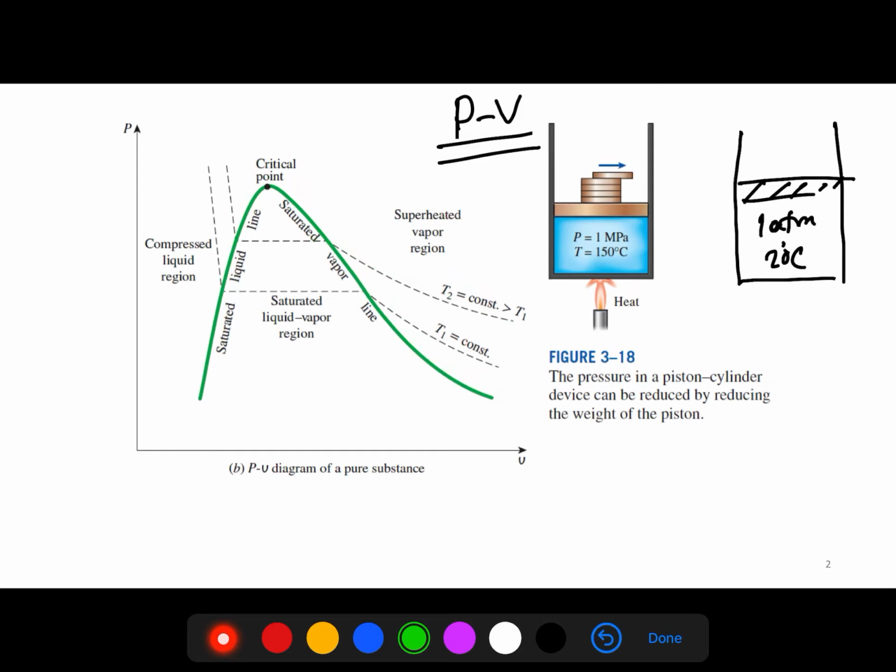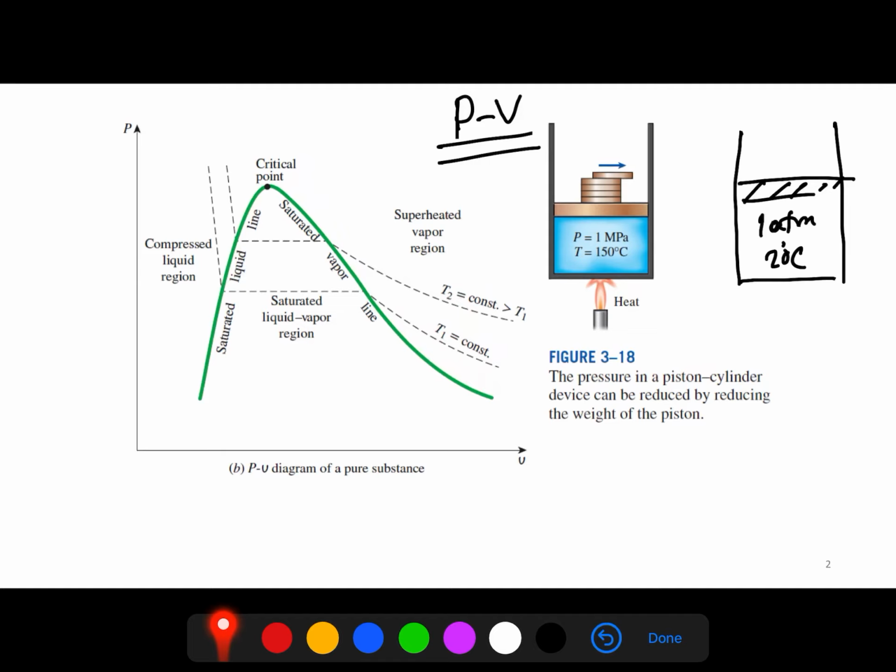So let's discuss quickly to get some precise understanding. What we will do in this case is keep the temperature constant. Look, the temperature is constant here. So we will only vary the pressure, and we'll check the pressure and the volume along the constant temperature line. So what will happen? Initially we have 1 MPa and 150 degrees centigrade temperature.